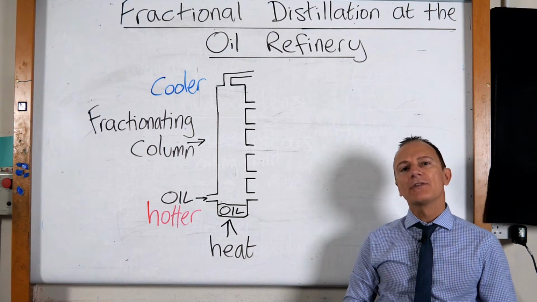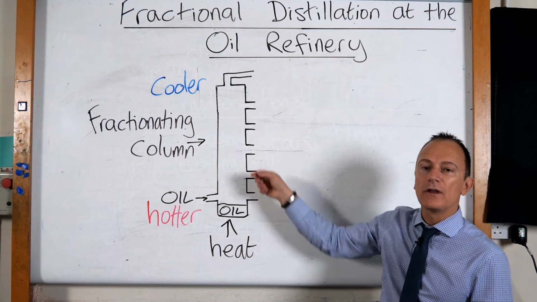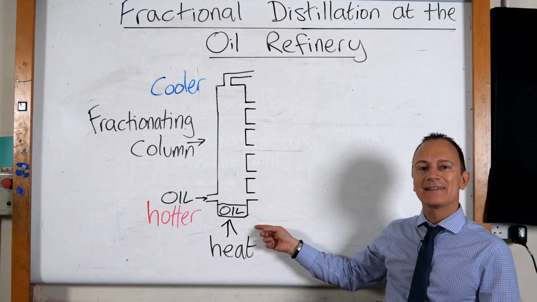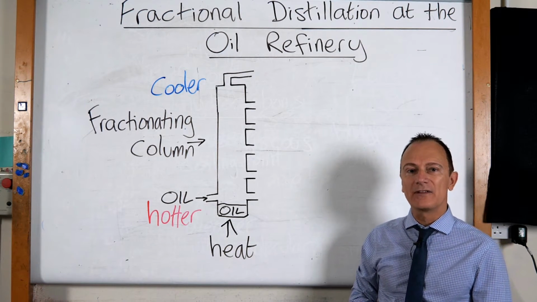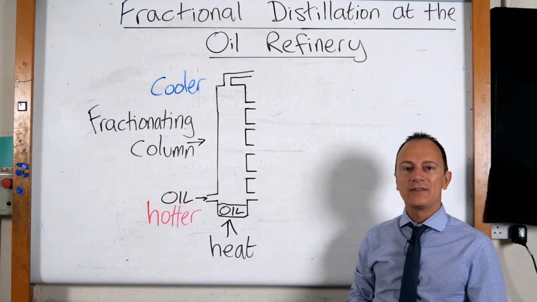When the oil arrives at the refinery, it's passed into this very tall structure called a fractionating column. And the first thing that happens to the oil is it's heated up. And that means that there's a temperature gradient in the fractionating column. It's hotter at the bottom and cooler at the top.